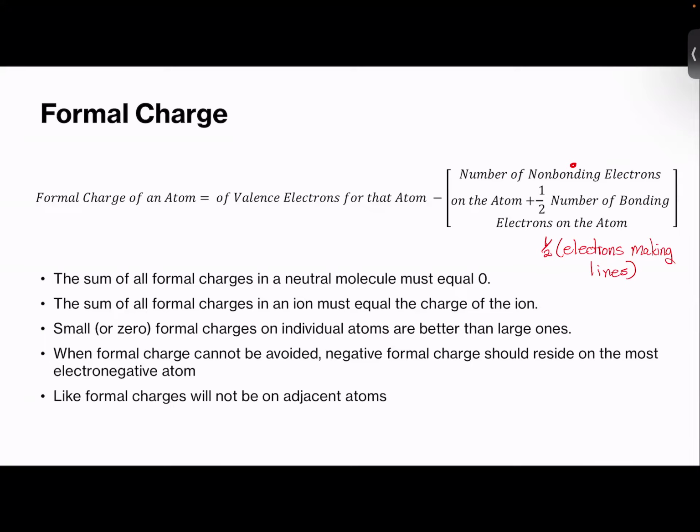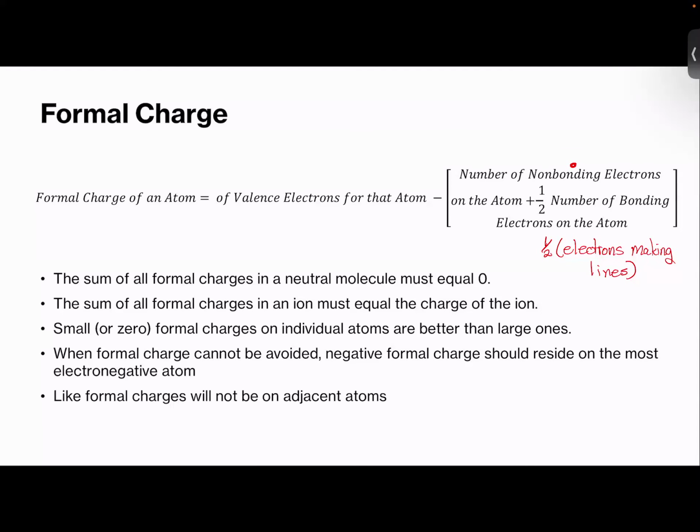Now, we're going to know if our formal charge is correct, if we need to make an expanded octet, or which Lewis structure is better, when the sum of all the formal charges in a neutral molecule equals 0, when the sum of all formal charges in an ion equals the charge on the ion, and when you get the formal charges as close to 0 as possible for all atoms in the molecule.